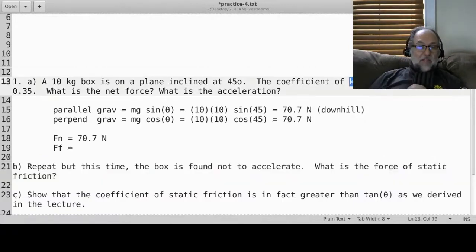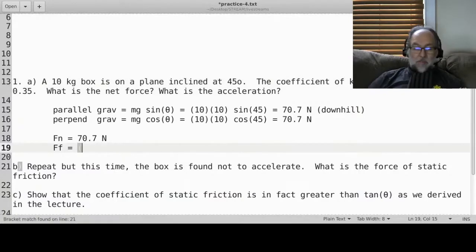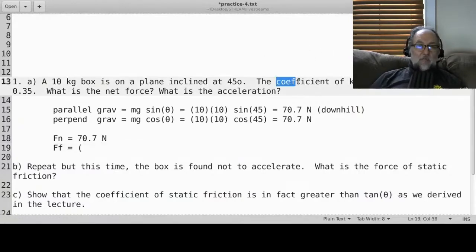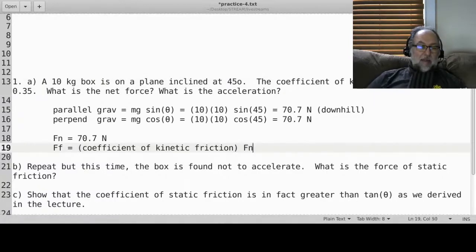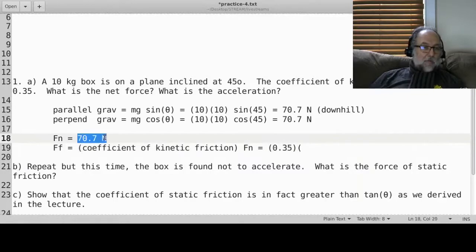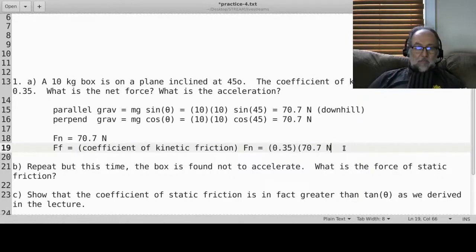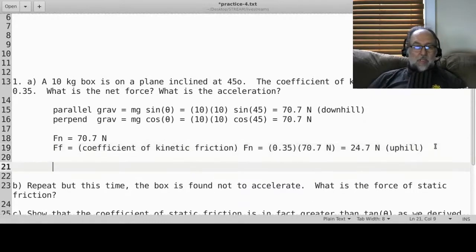Okay, so for kinetic friction, there's a formula, and I don't have my little mu symbol, but basically the way you get the force of kinetic friction is you take the coefficient of kinetic friction and you multiply it by Fn, like that. Okay, and the coefficient of kinetic friction, I give it to you, it's 0.35, like that. And the normal force is 70.7, like that. And that turns out to be equal to 24.7 newtons, and it's actually uphill, okay, which you can see from the diagram.